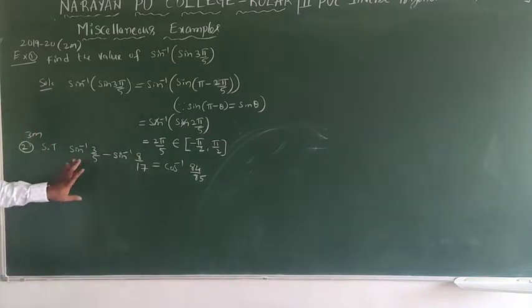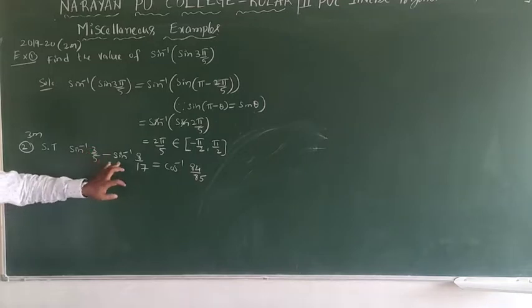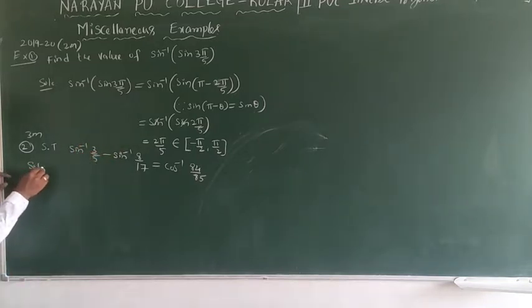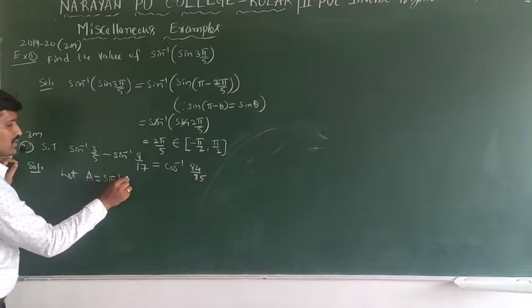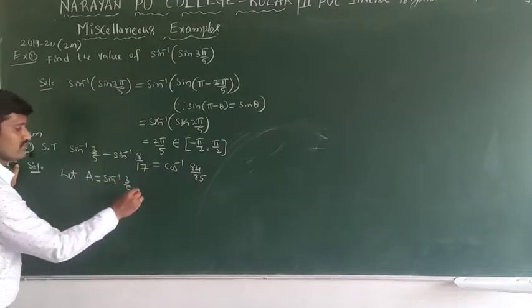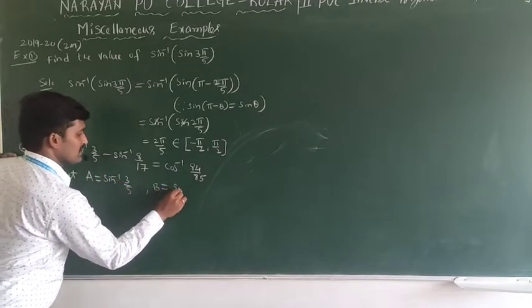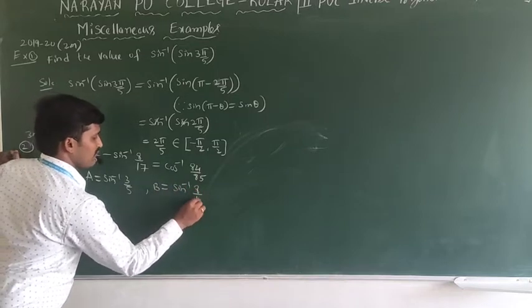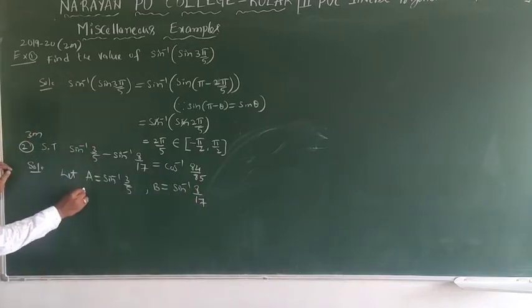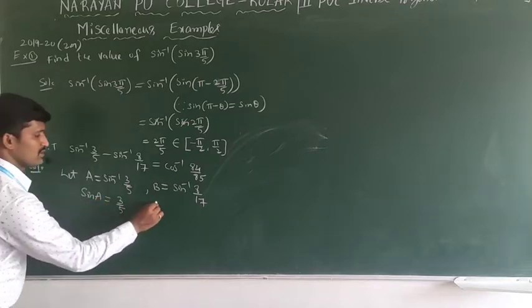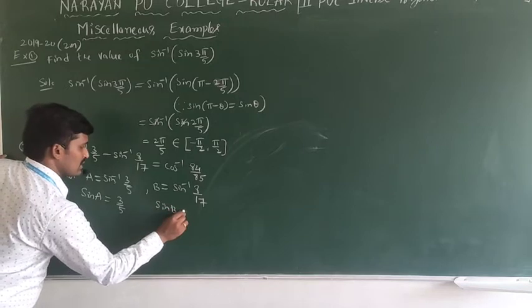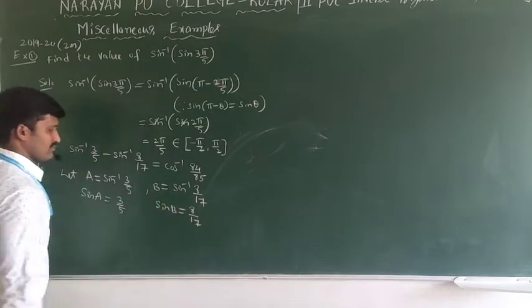Now directly in PU we don't have a sine inverse x minus sine inverse y formula. We need to use the trigonometry formulas. For that, first let us assume the first value is A. A equals sine inverse of 3 by 5. The second value B equals sine inverse of 8 by 17. From this, sin A equals 3 by 5. Sin B equals 8 by 17.